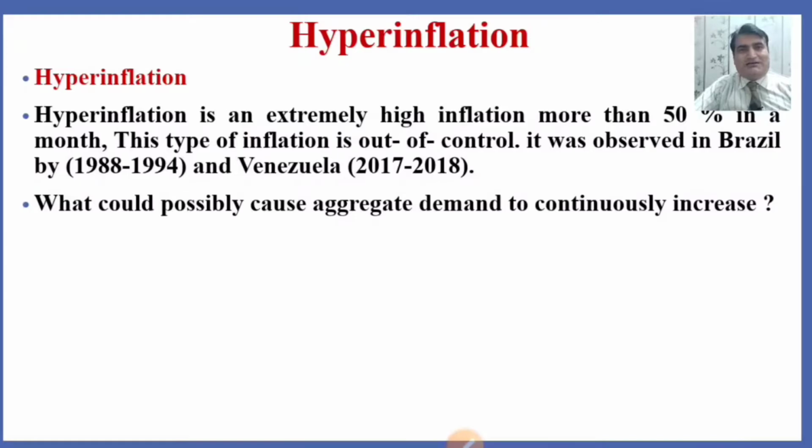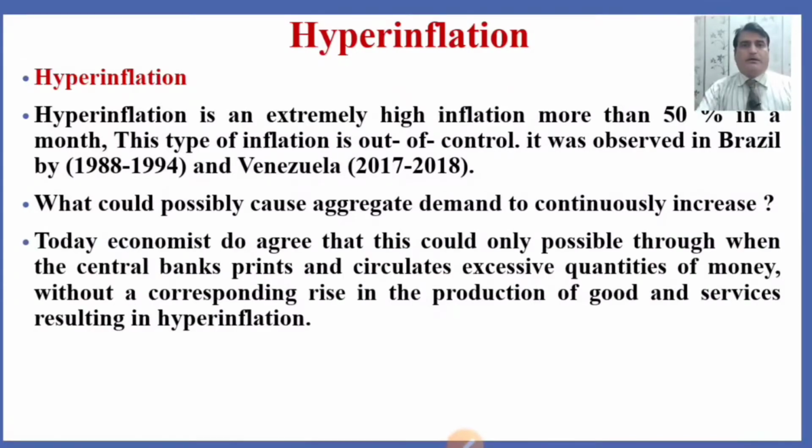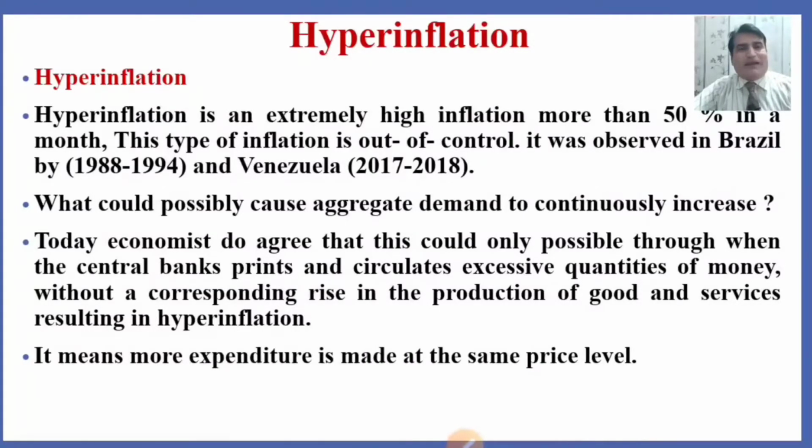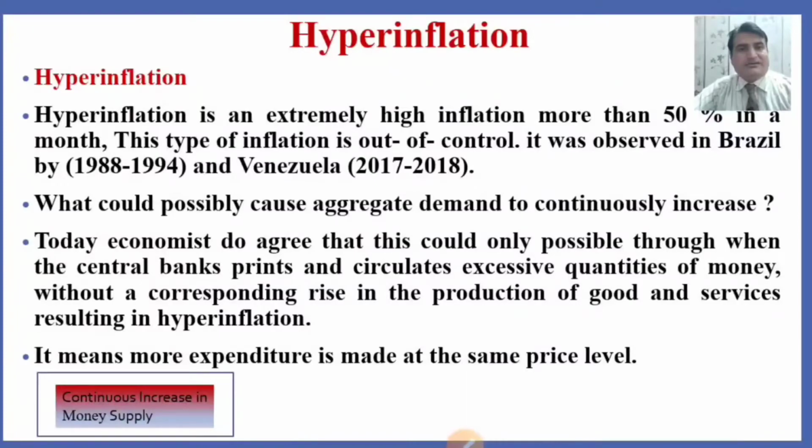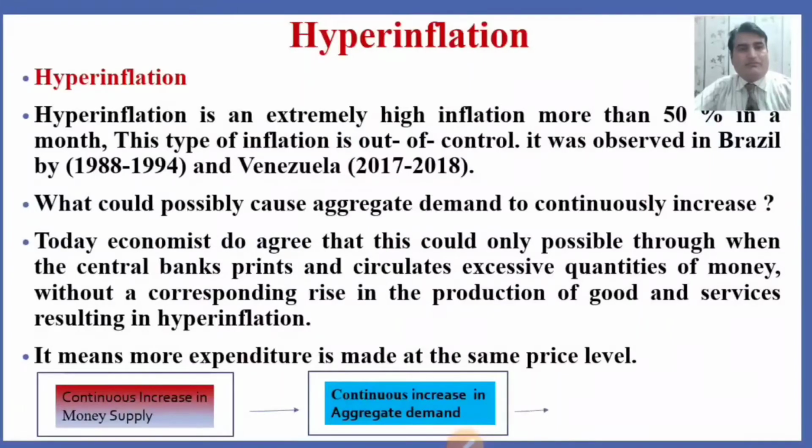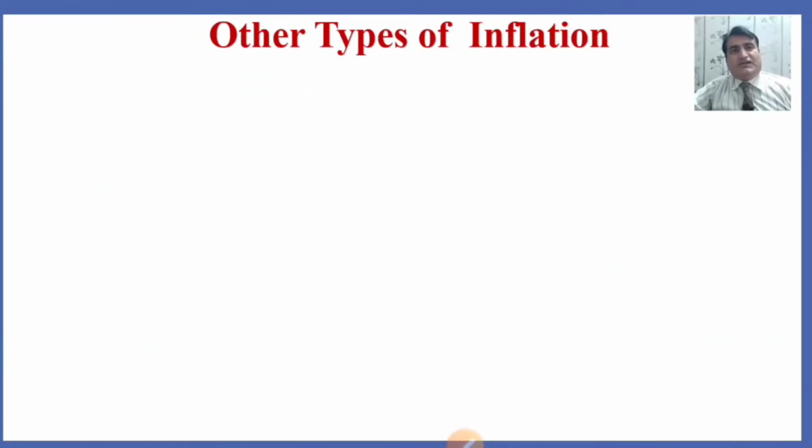What could possibly cause the aggregate demand to continuously increase? Today, economists agree that this is only possible when the central bank prints and circulates an excessive quantity of money without a corresponding rise in the production of goods and services, resulting in hyperinflation. It means more expenditure is made at the same price level. You can see here, the continuous increase in money supply causes a continuous increase in aggregate demand. As a result, inflation goes up in the economy. These are the types of inflation which we discussed on the basis of the severity of the rise in price.